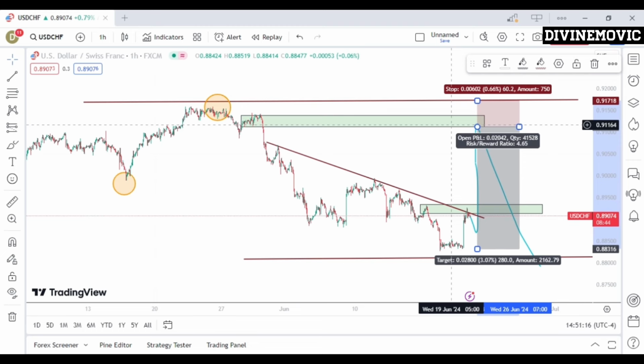So basically, my outlook for USDCHF is simply to look for a long-term sell at this zone, but there might be a short-term buy that's going to trigger all these zones out of all this liquidity here. So basically, that's it for USDCHF, and this will be the end of this video.